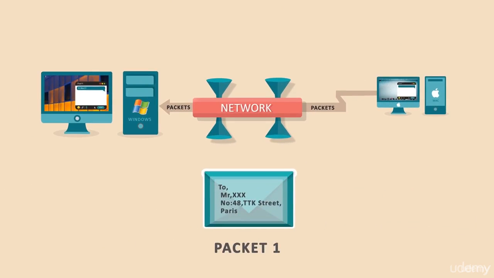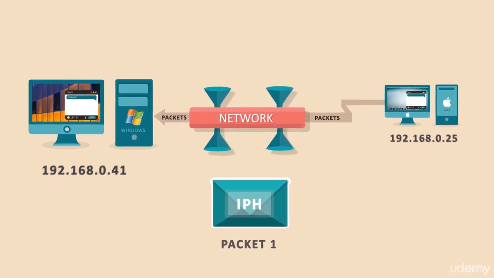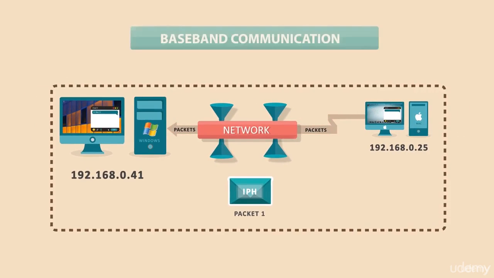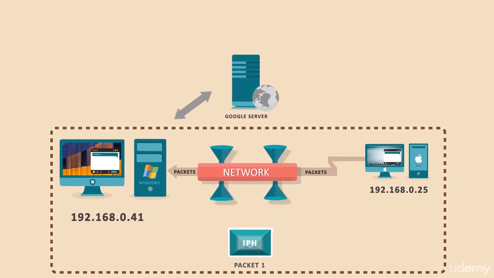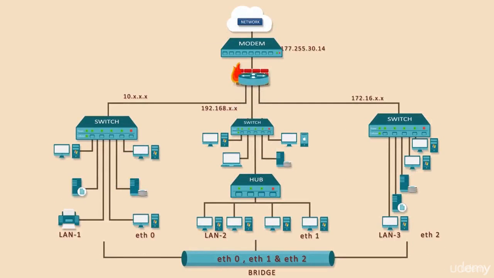Similar to that of a physical mailing address, Internet Protocol address is a logical address that uniquely identifies each and every system connected on a network. At this point, it is important to know whether the communication is going to happen between systems inside a network, that is baseband communication, or out of the network, that is broadband communication. The routing of packets from the network layer is taken care by the network layer device called a router.